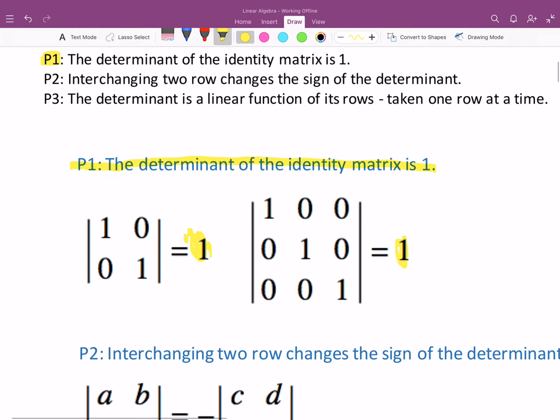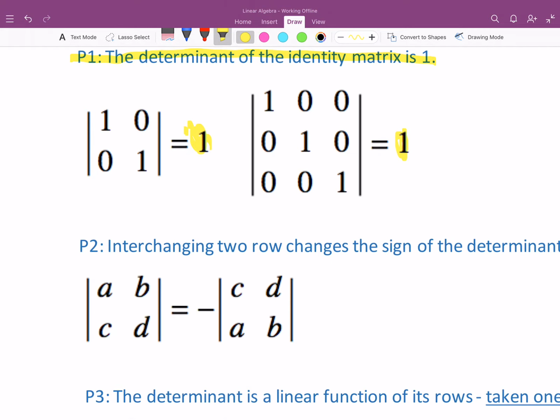The next defining property is that if we interchange two rows, then the sign of the determinant changes. So here we are interchanging the first row and the second row, and notice that we're talking about the determinant here because we have two vertical lines, so the determinant becomes negative. Okay, so every time there's a row exchange from one step to the next, you have to change the sign of the determinant. That's the second defining property.